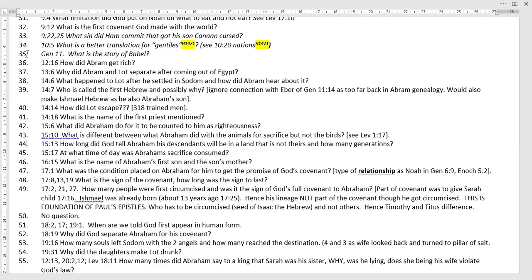Question 44, how long did God tell Abraham his descendants will be in a land that is not theirs, and how many generations? 15, verse 13, and he said unto Abraham, know of a surety that thy seed shall be a stranger in a land that is not theirs, and shall serve them, and they shall afflict them 400 years. But that's a round up number to the nearest 100. When we come to Exodus, all the place we see is actually 430 years.